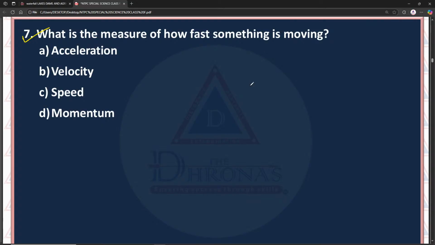How fast something is moving, that means कितना जल्दी वो अपना प्लेस चेंज कर रहा है, वही है how fast something is moving. B, velocity. No. How fast something is moving we know from speed only.